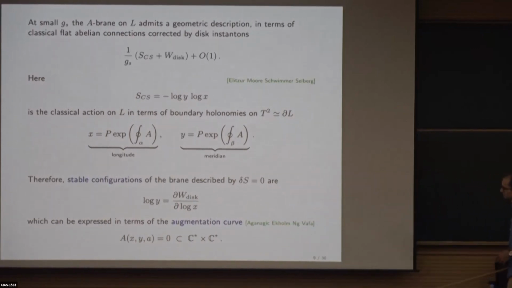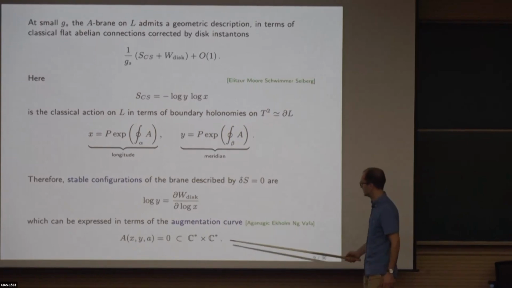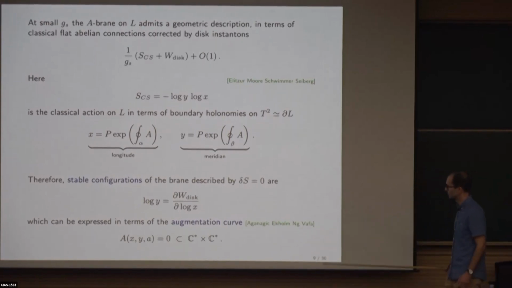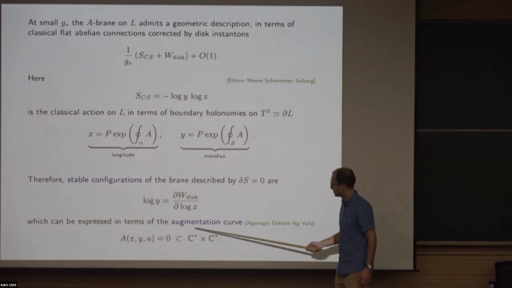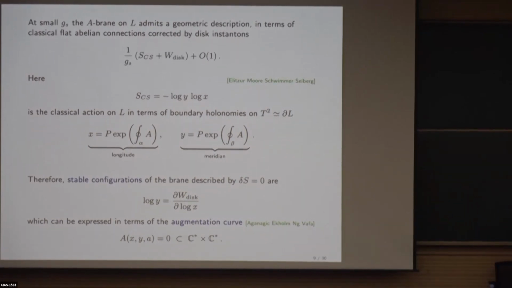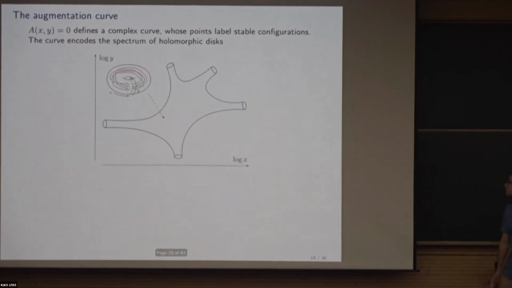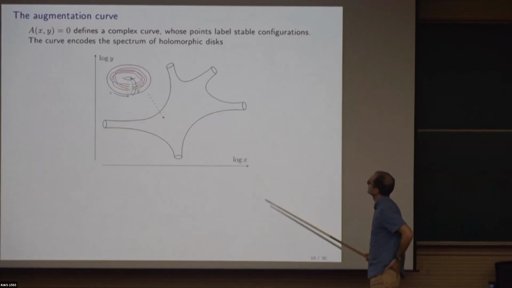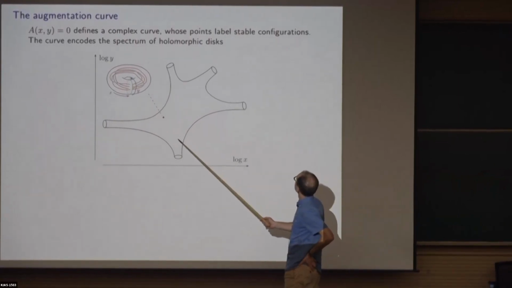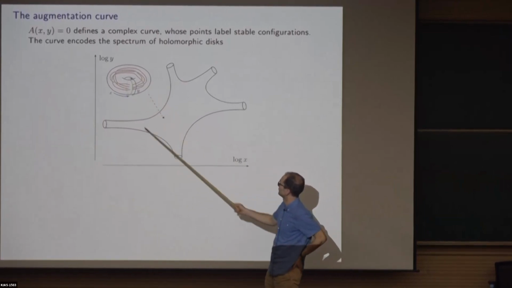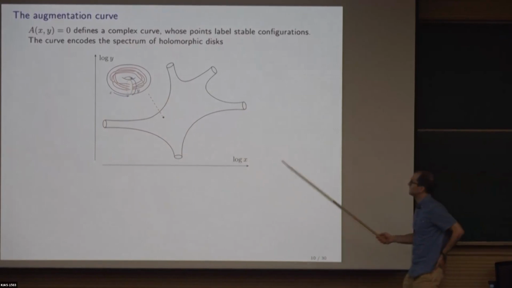This polynomial defines an algebraic curve in C* times C*, which is argued by these authors to coincide with an object from knot theory called the augmentation curve. It's just a name, but the point is that this curve really comes from minimizing the free energy, so it describes the vacuum moduli space, or if you wish, the stable configurations of the brane, if you only take genus 0 instantons. So this is what the augmentation curve could look like. It's a complex curve. Its points label configurations for L, which is a solid torus, and on L we have the boundaries of holomorphic disk instantons.